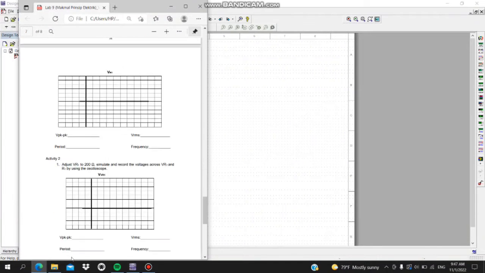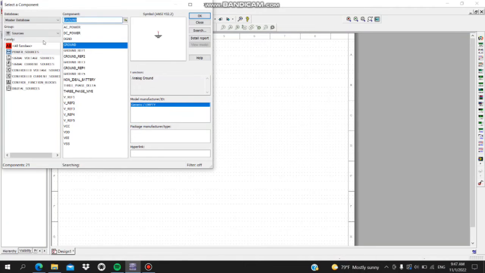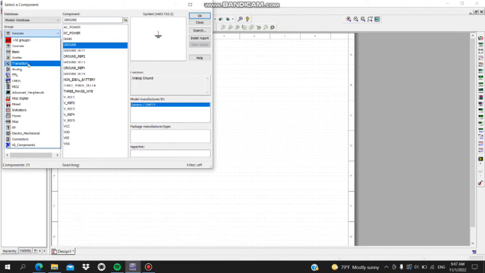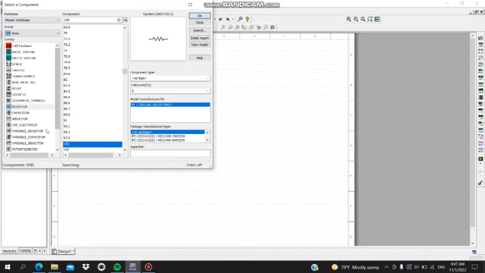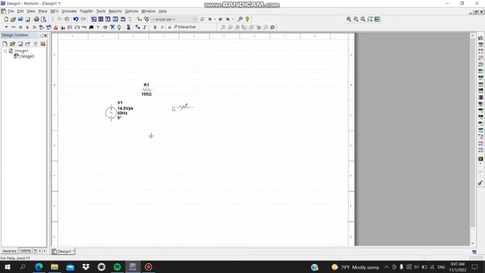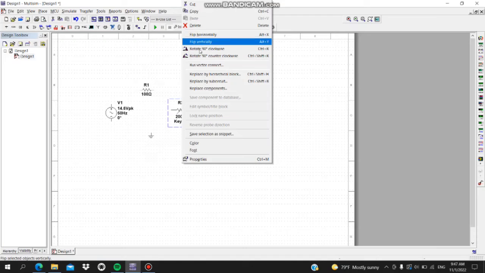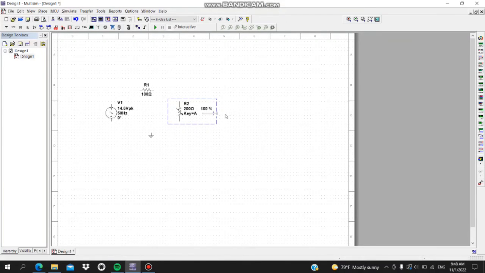For activity 2, we just need to adjust the VR1 to 200 ohm. So just select the component, basic, and find the variable resistor 200. So we adjust. So we need to 100%. So we need an oscilloscope and then do the connection.